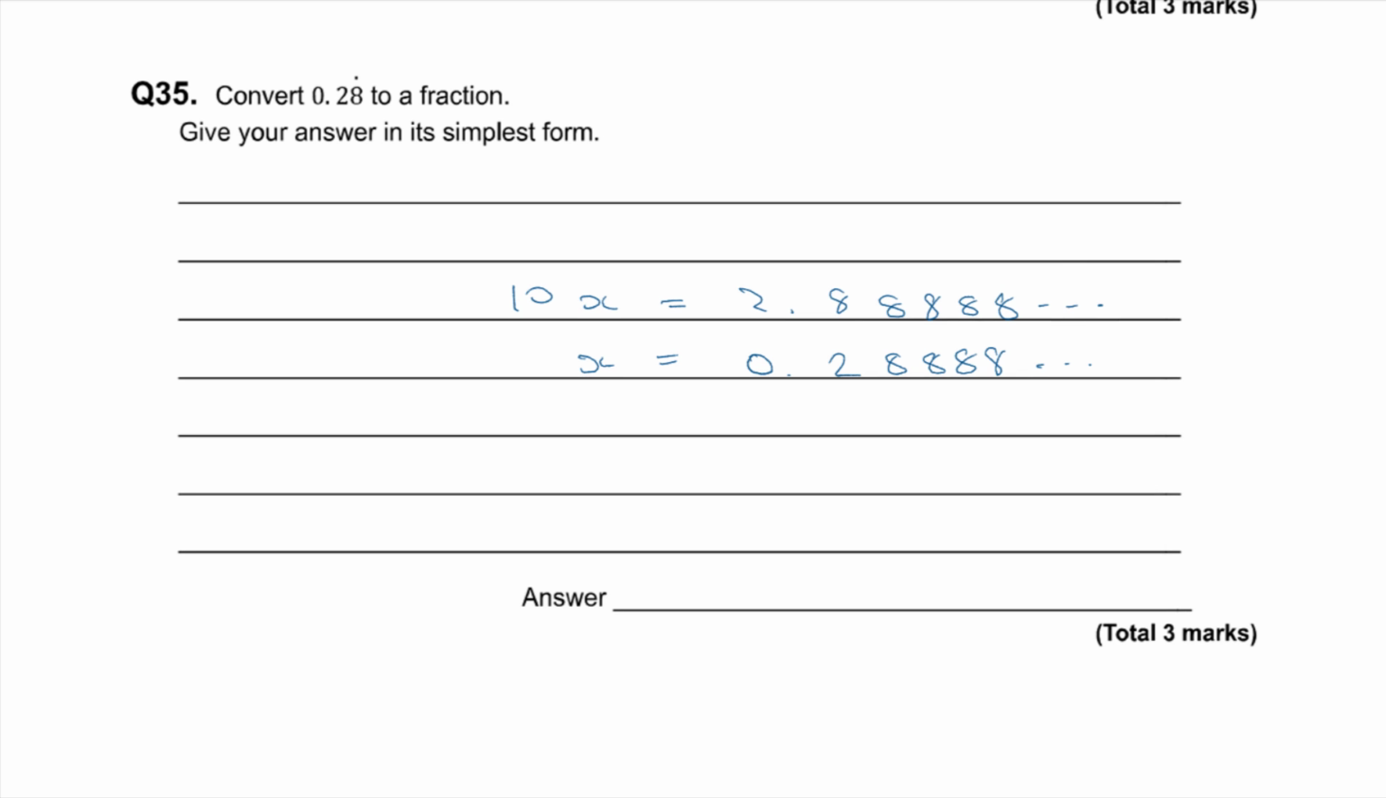2.88888, and so on. If I then subtract one from the other, then you can see that all these 8s cancel, and it leaves me with 2.8 take away 0.2, and 2.8 take away 0.2 is 2.6, and that must be equal to 9x. Dividing both sides through by 9, I'm going to get x is equal to 2.6 over 9, which is the same thing as 26 over 90, which is the same thing as 13 over 45, and that is as far as I can get, 13 over 45.